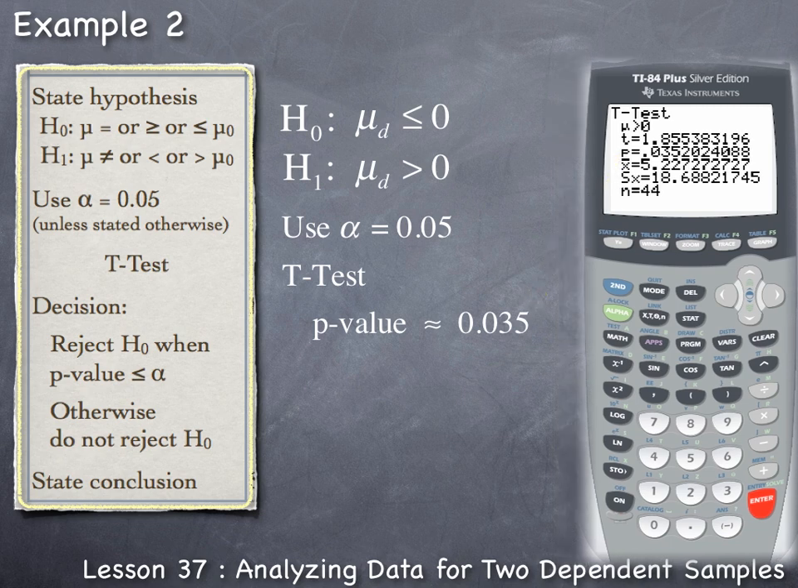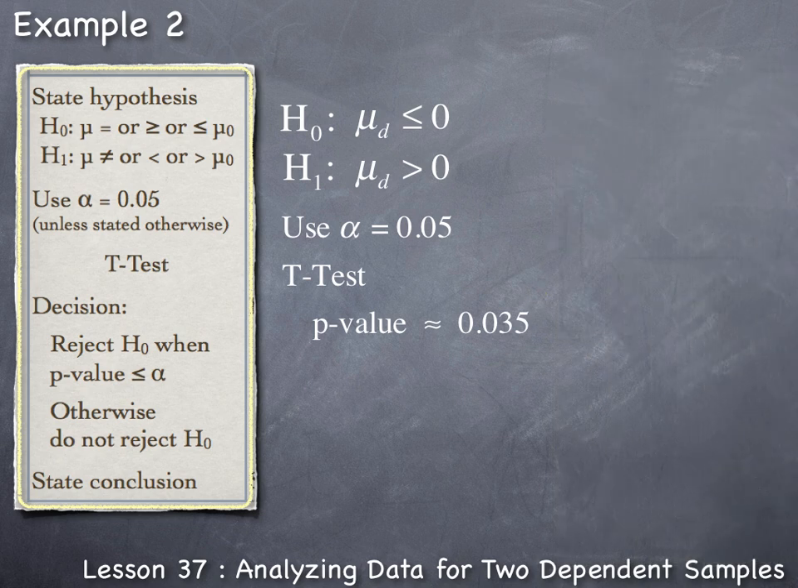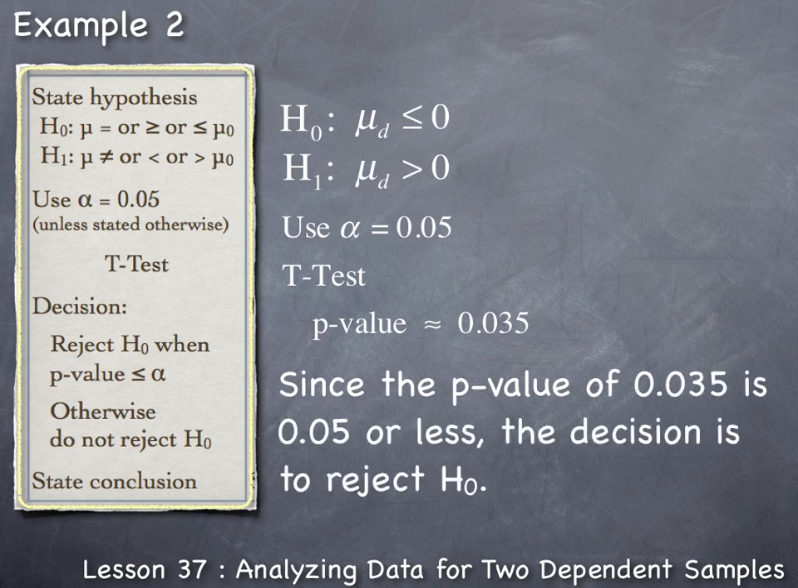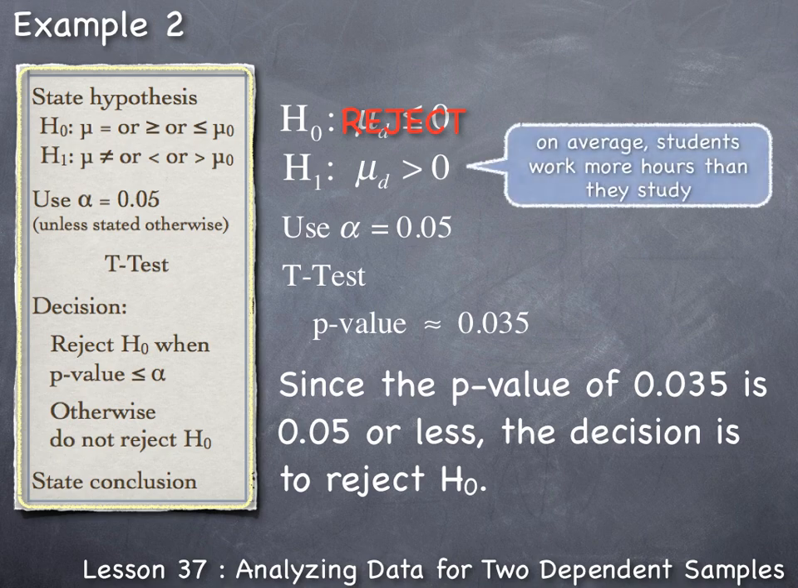So now that we have our p-value, we can make our decision. Since the p-value of 0.035 is 0.05 or less, the decision is to reject H0. And whenever we reject H0, that means we have sufficient sample evidence to indicate that H0 is not valid. And if H0 is not valid, the opposite idea, H1, is the one that is valid. In this case, mu greater than 0 indicates that, yes, on average, the students work more hours in a typical week than they study.